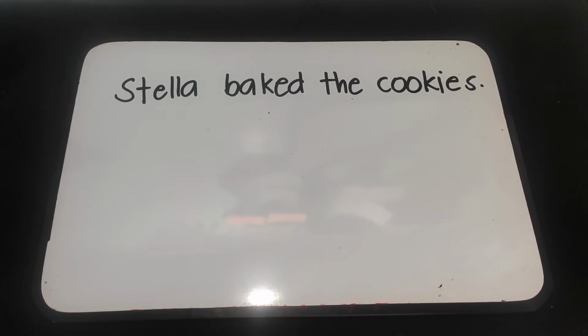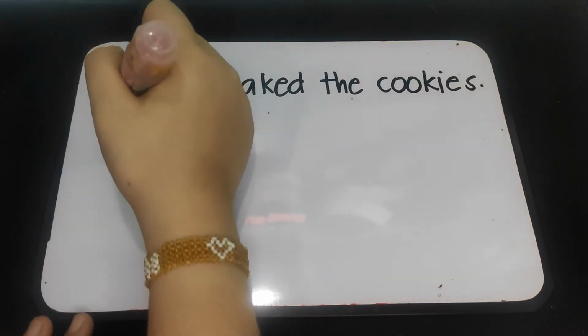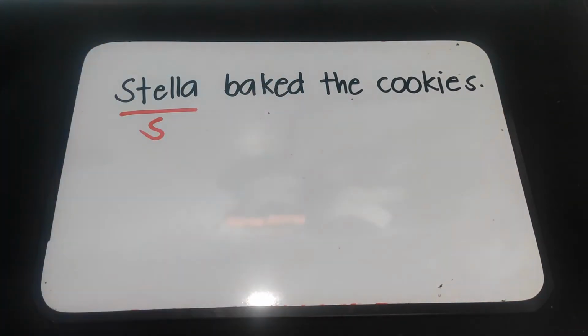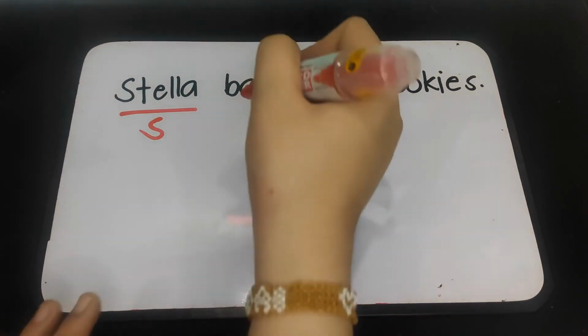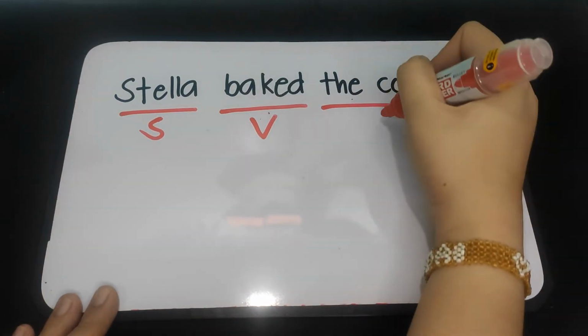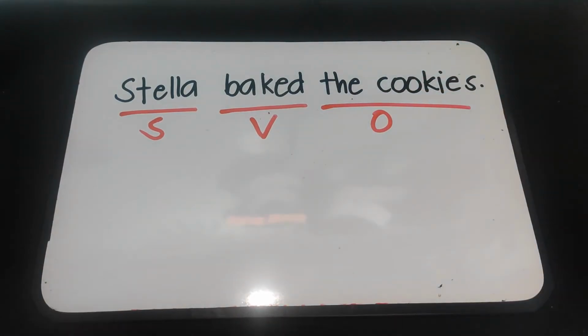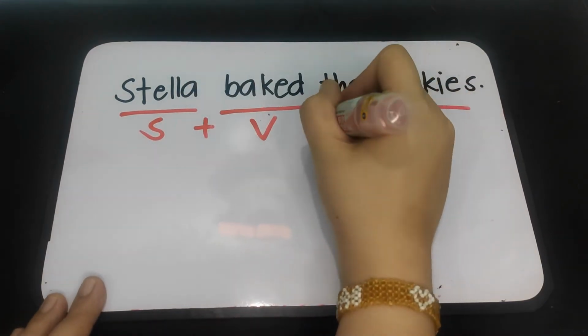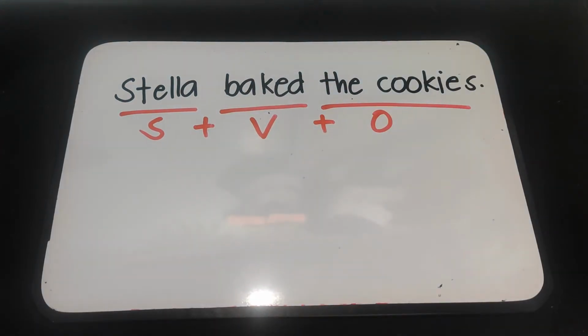For example, Stella baked the cookies. Let us first identify the parts of the sentence. Who is our subject? Our subject is Stella. What about the action word? Our action word, or our verb, is baked. Stella baked what? Stella baked the cookies. And this is our object. So the pattern for active voice is subject plus verb plus object. And the subject performs the action.